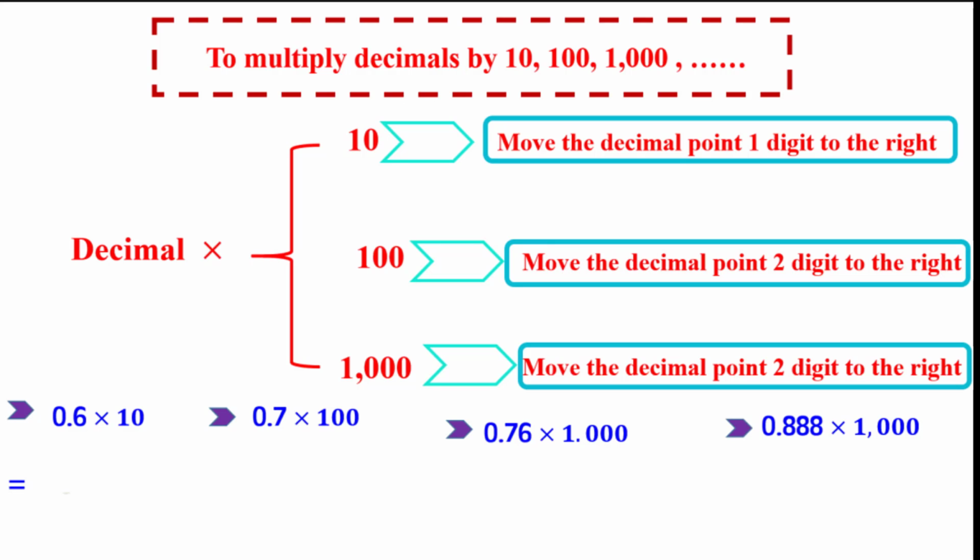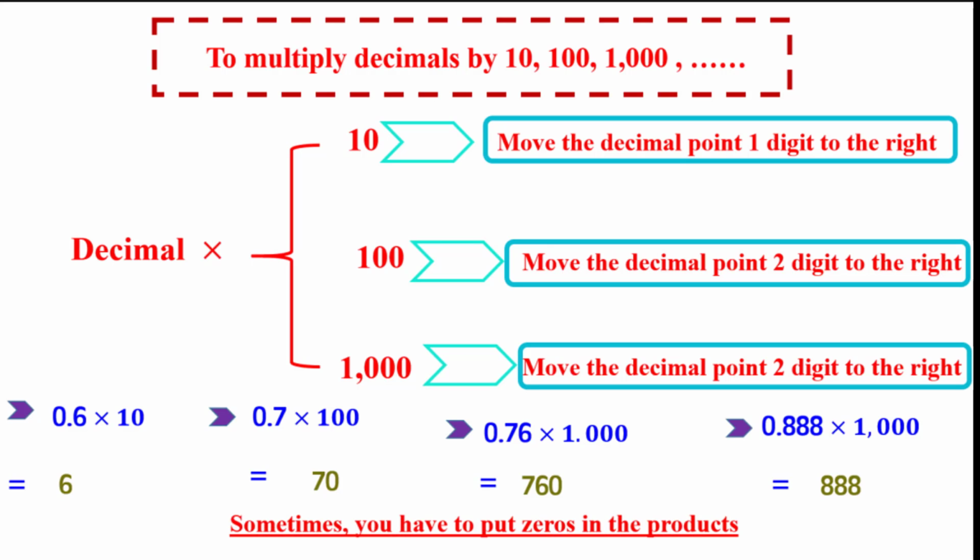The first one, check your answer, it will be 6. Second, it will be 70. Move the decimal point 3 decimal places to the right, it will be 760. 888, it will be 888. Just move the decimal point 3 decimal places to the right, it will be a whole number, 888. Don't forget, sometimes you have to put zeros in the products.